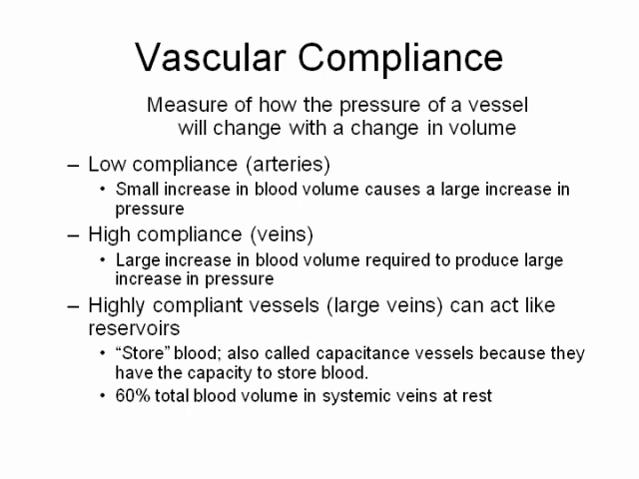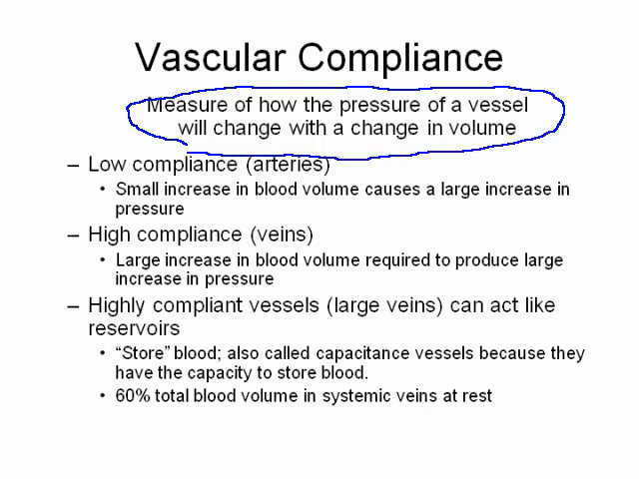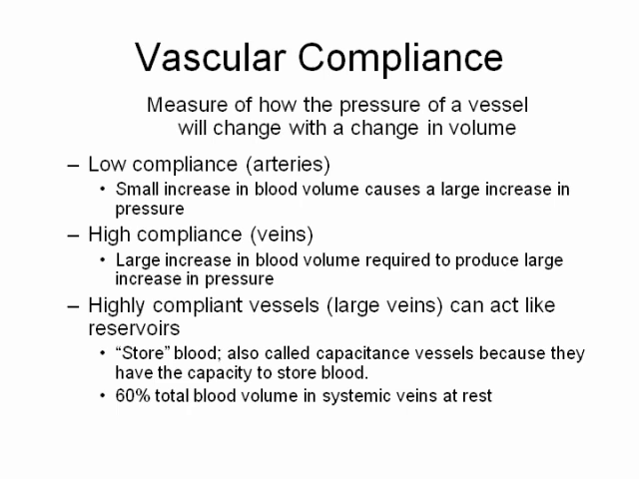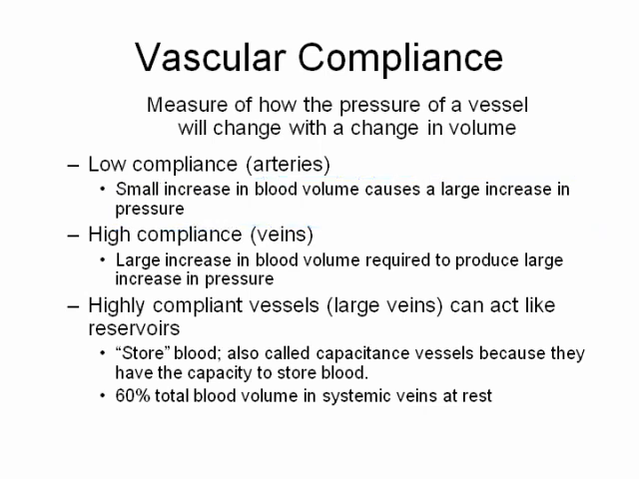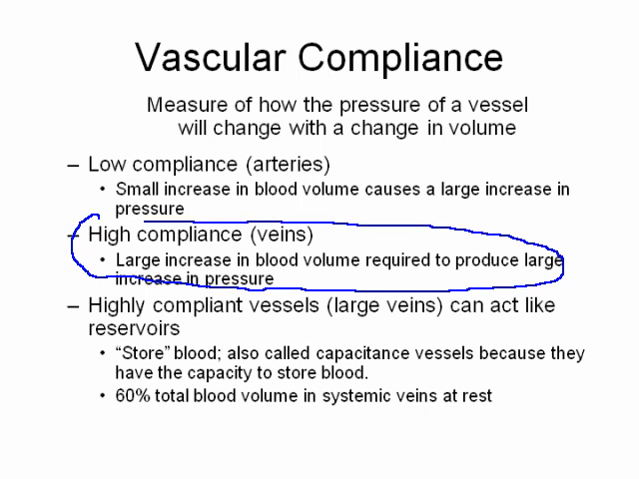So let's take a look at the idea of vascular compliance. It's a measure of how the pressure of a vessel will change with a change in volume. So arteries have low compliance. A small increase in blood volume causes a large increase in pressure. Veins, on the other hand, have high compliance. A large increase in blood volume is required to produce a larger increase in pressure.